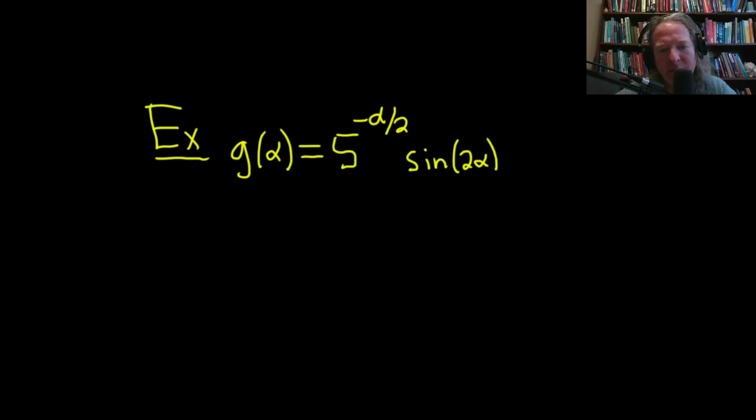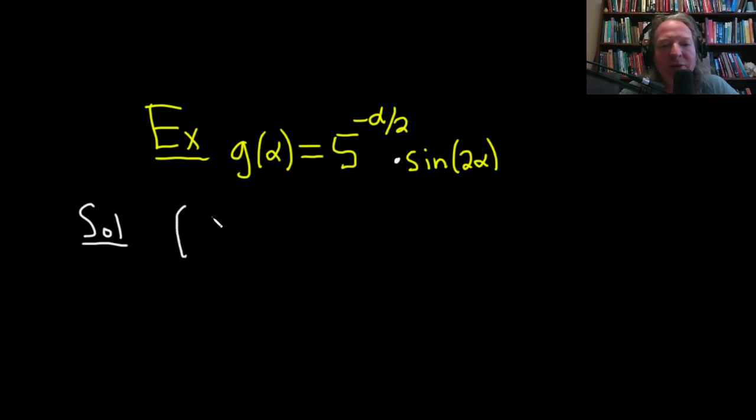In this problem, we're going to find the derivative of this function g of alpha equals 5 to the negative alpha over 2 times the sine of 2 alpha. Solution. So we do need a few formulas to do this problem. One formula will be the product rule because we have this function here times this function here.